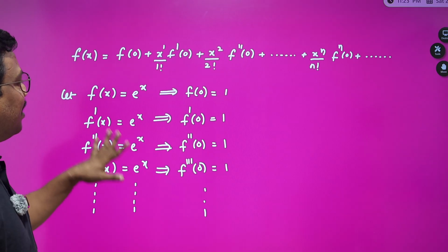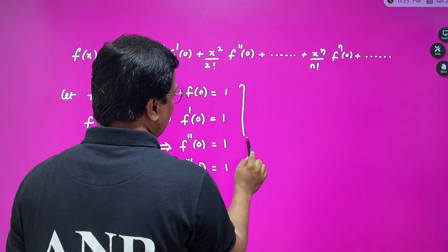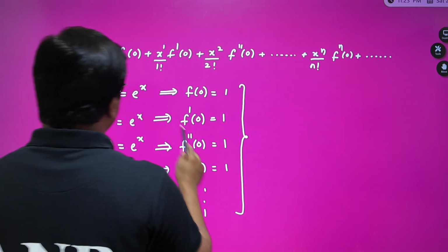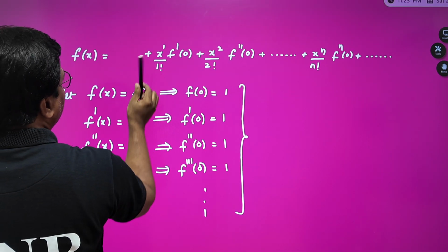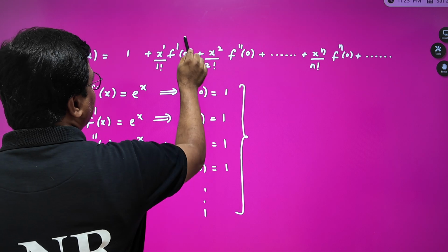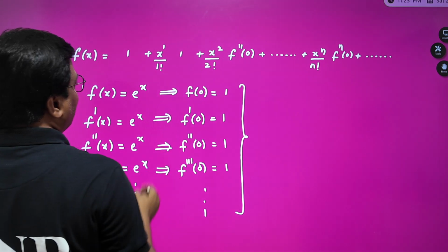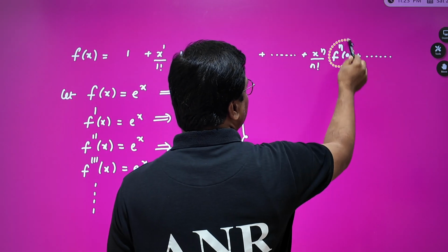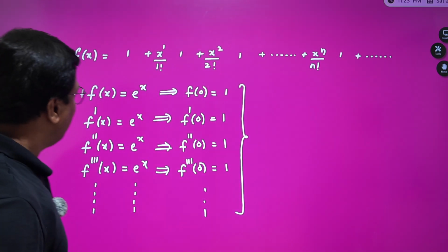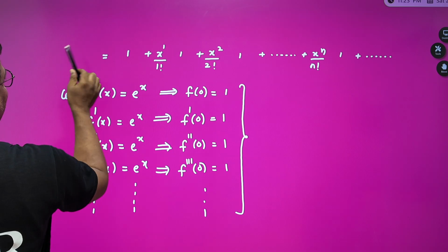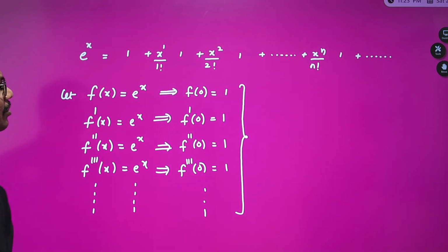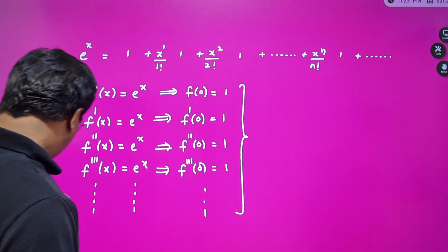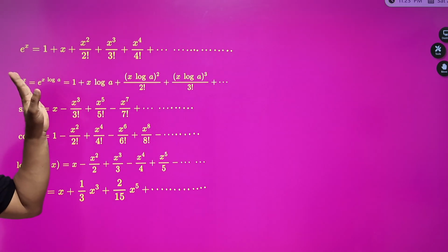Now substitute all these values in this standard result. You have f of 0, here you write 1. Next, f dash 0, here 1. F double dash 0, also 1. On continuation, the nth derivative is also 1. And here the function f of x is clearly e power x. Now let us observe the expansion. You have 1 plus x plus x square by 2 factorial and so on. So this is the expansion of e power x.